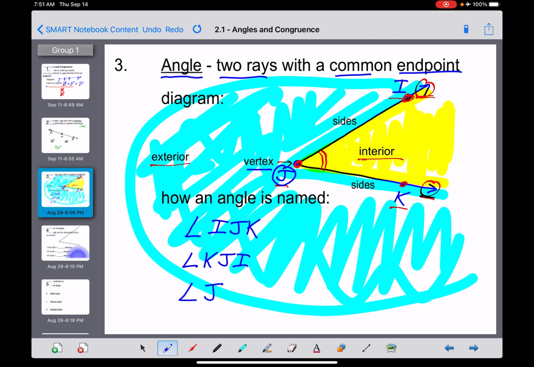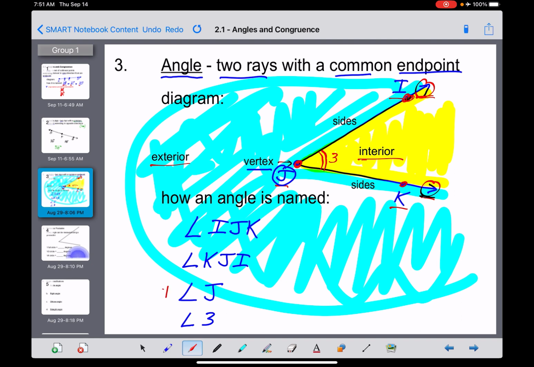The fourth way is maybe the easiest when it applies right here. Once in a while, they'll put a random number. Usually they'll start with 1 and then go up from there, but it really could be any number. They'll draw a number inside an angle right near its vertex, and if they do that, you can simply call this angle and then just name it by the number. This would be angle 3. So there's 4 different ways of naming that angle there.